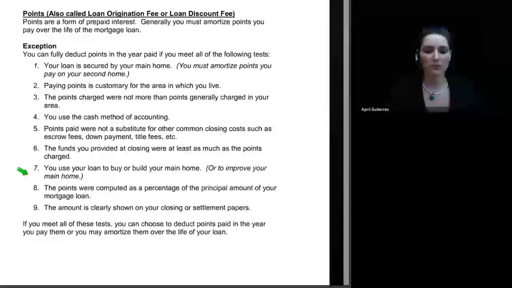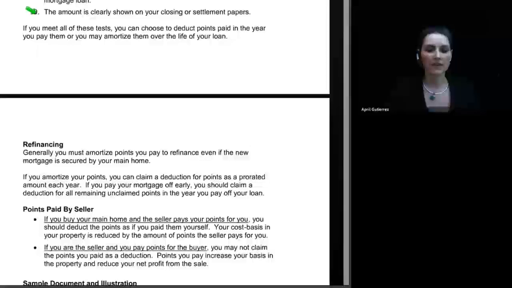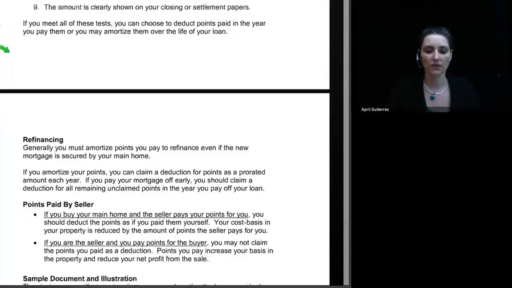You use the loan to buy or build your own home, your main home, or to improve your main home. The points were computed as a percentage of the principal amount of the mortgage loan. And finally, the amount is clearly shown on your closing or settlement papers. If you meet all of these tests, you can choose to deduct the points paid in the year you pay them, or you can amortize them over the life of your loan.